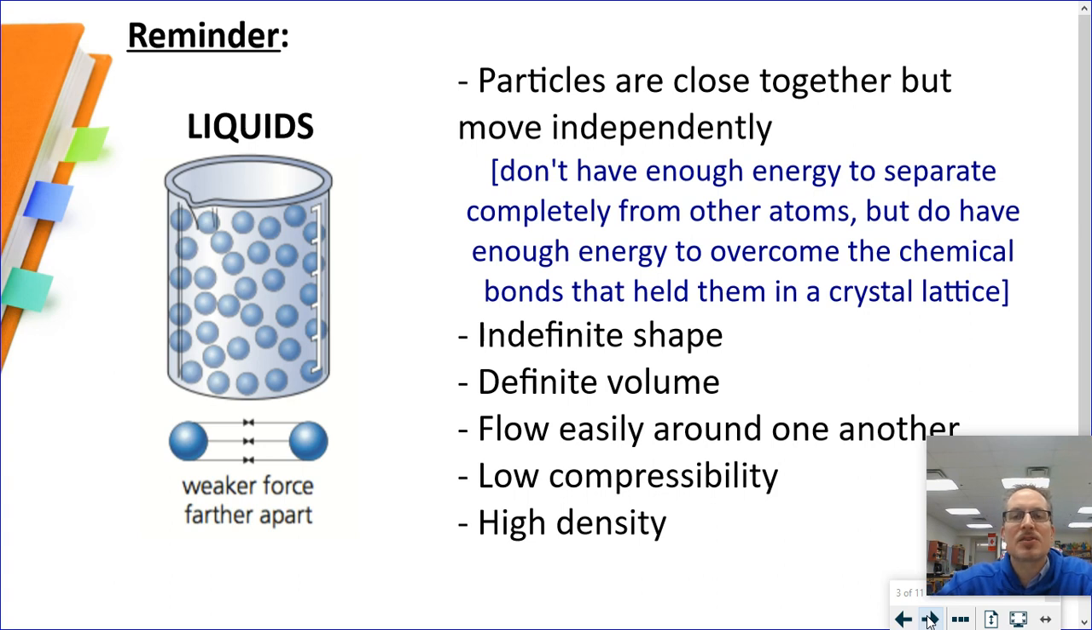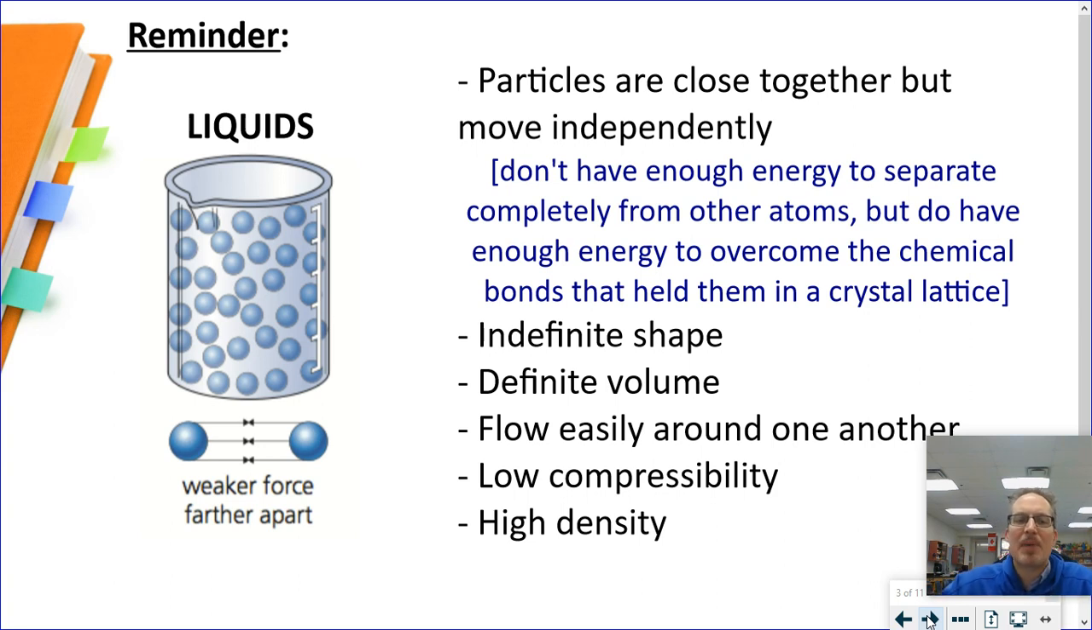Liquids means that the particles are still close together, but they do have a little bit more room between them, so that not only can they vibrate like a solid, but they also can roll past one another. When you pour a liquid, particles can move and they don't have the same spot in a beaker. If I pour it into another beaker, that particle that was on top can be somewhere else. So they have an indefinite shape, meaning they take the shape of their container, but they do have a definite volume. 100 milliliters in one container is 100 milliliters in another container.